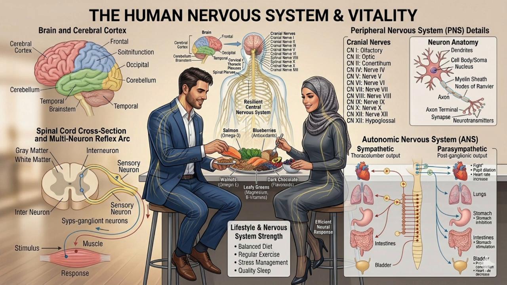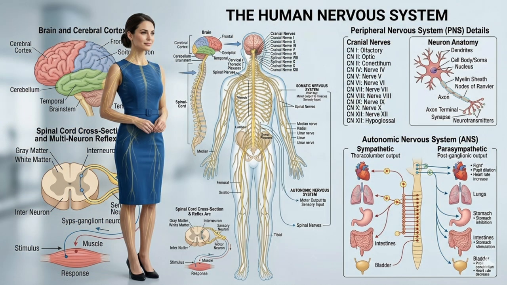Sympathetic division initiates fight or flight responses, e.g., increased heart rate. Parasympathetic division manages rest and digest activities, e.g., slowing heart rate, stimulating digestion. Enteric nervous system, ENS, a complex web of neurons within the walls of the digestive tract, controlling digestion independently.